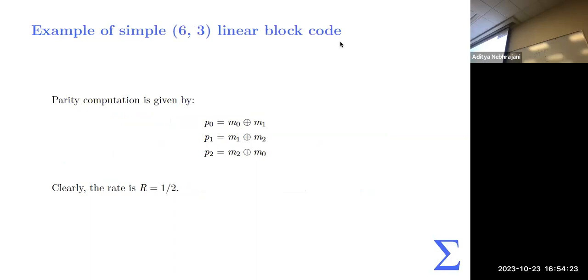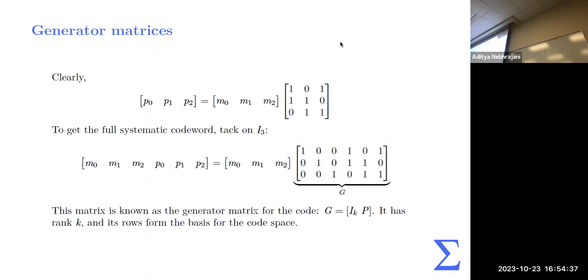So here's the 6-3 linear block code, right? So this is really easy. Each parity bit is computed by XORing. So your message bits are M0, M1, M2. So you XOR them in this fashion. And the rate is clearly 1/2 because it's 3/6, k over n.